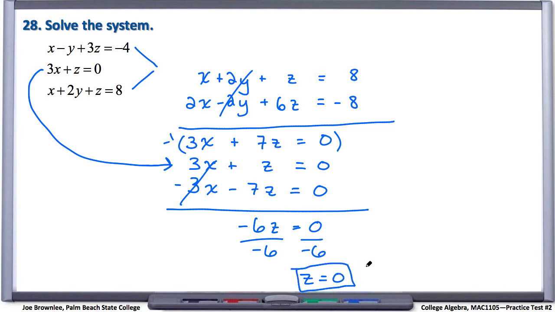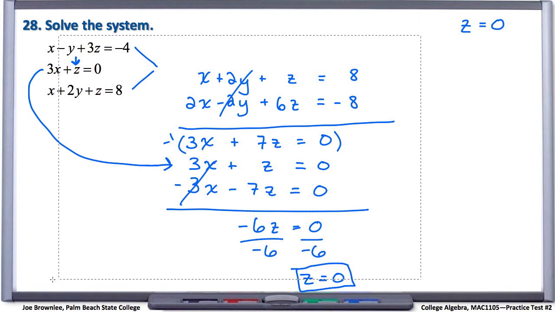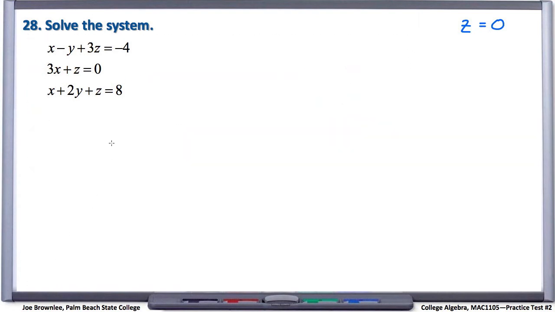All right, so we've solved for z. Now what we can do is take this z value and plug it back into the original equation number 2 here, where we see a z, and that will allow us to solve for x. So I'm going to go ahead, we've got z equals 0 up here, and I'm going to get rid of all this work. So if you need to copy it down or anything, go ahead and either pause or rewind the video. But I'm going to get rid of all of this because we've solved for z.